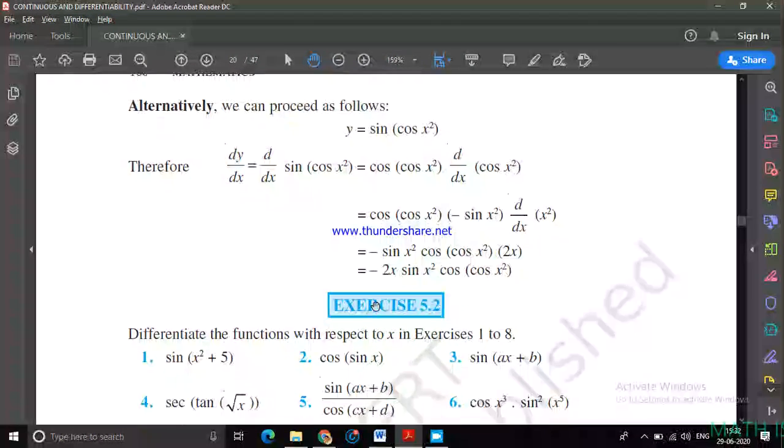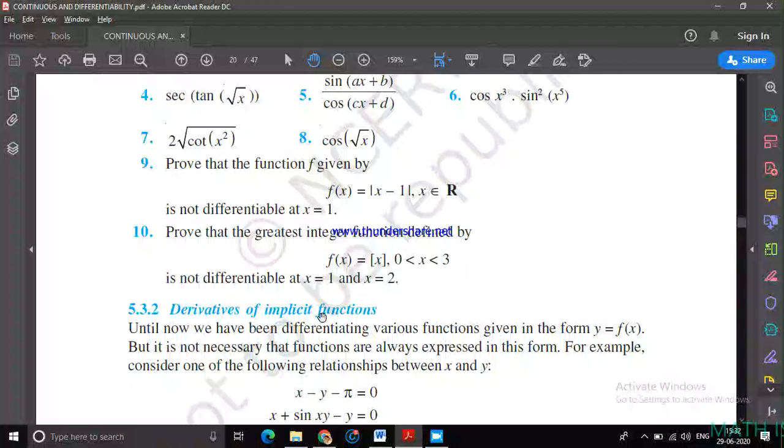So we finished the 5.2 exercise. Next class we will discuss implicit and explicit functions, logarithmic functions, exponential functions, and so on.